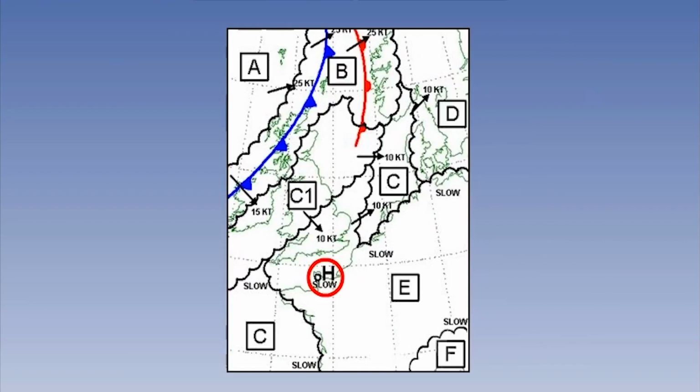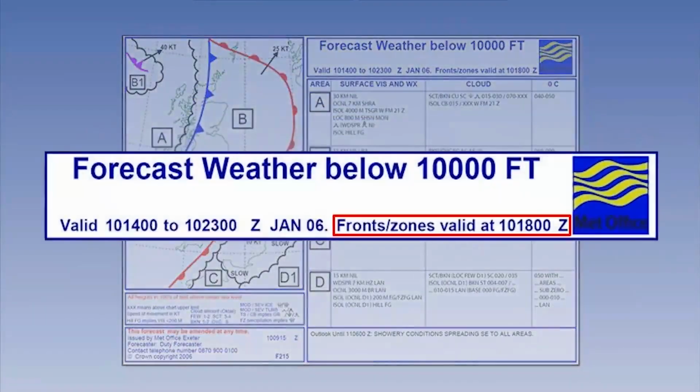Any high pressure centres are identified on the map by a small circle and the letter H, and any low pressure centres will be identified by a small cross and the letter L. The time at which this forecast map is valid is clearly displayed beneath the title of the chart. In our example, we have a chart map which is valid on the 10th of January at 1800 Zulu.